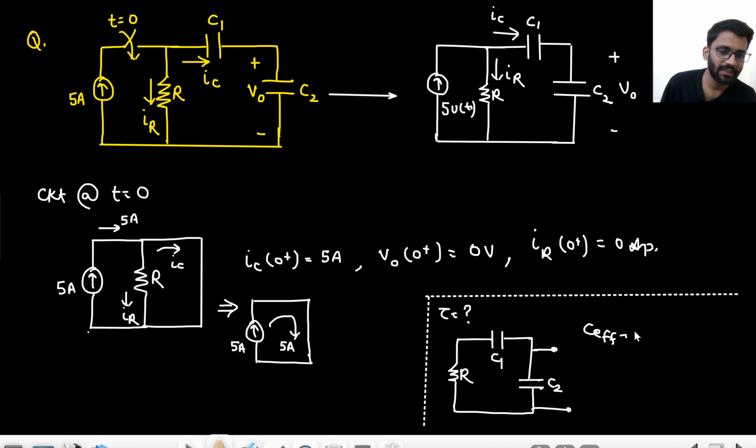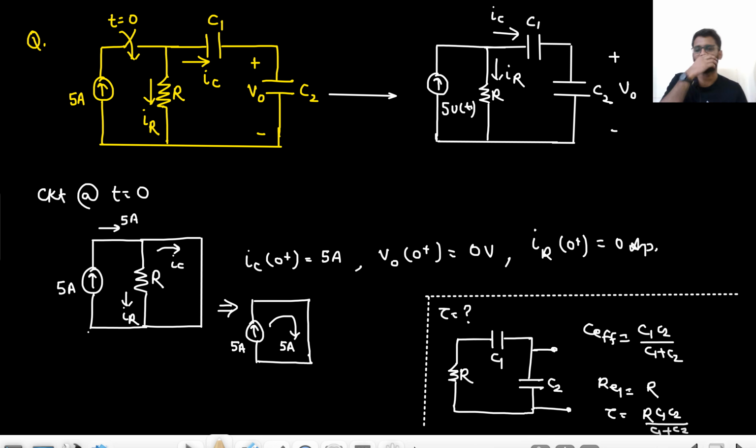C1, C2 are in series. So C1 C2 upon C1 plus C2, right? C1 C2 will be one capacitance, that will be C1 C2 upon C1 plus C2. These can be converted into one capacitor, right? That's why it is a first order circuit, not second order. Even though there are two capacitors, still it is a first order circuit. Okay. What is R equivalent? R equivalent is R. So what is the time constant? R into C1 C2 upon C1 plus C2. So this is our time constant.